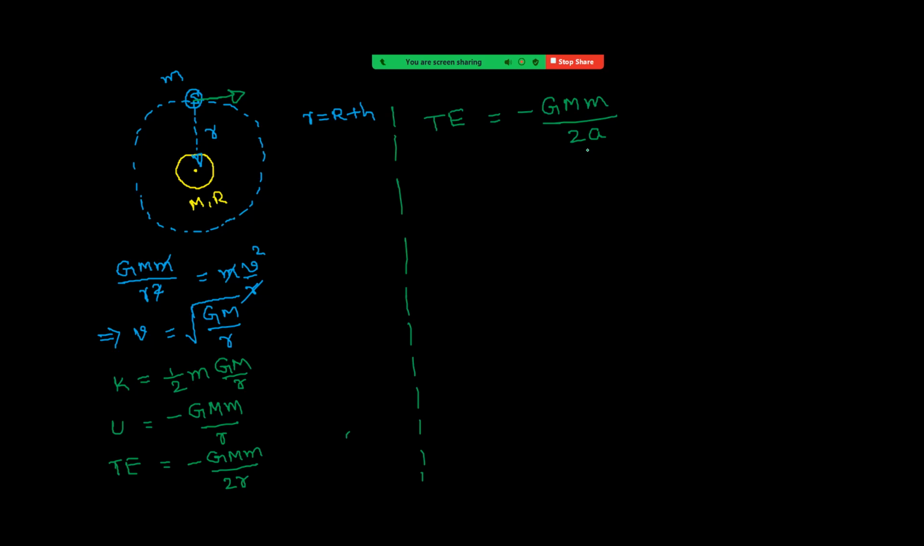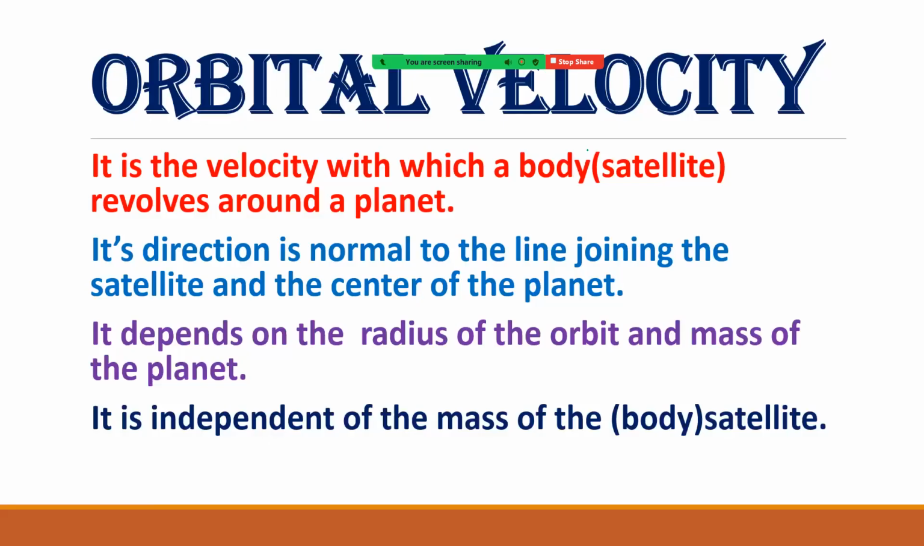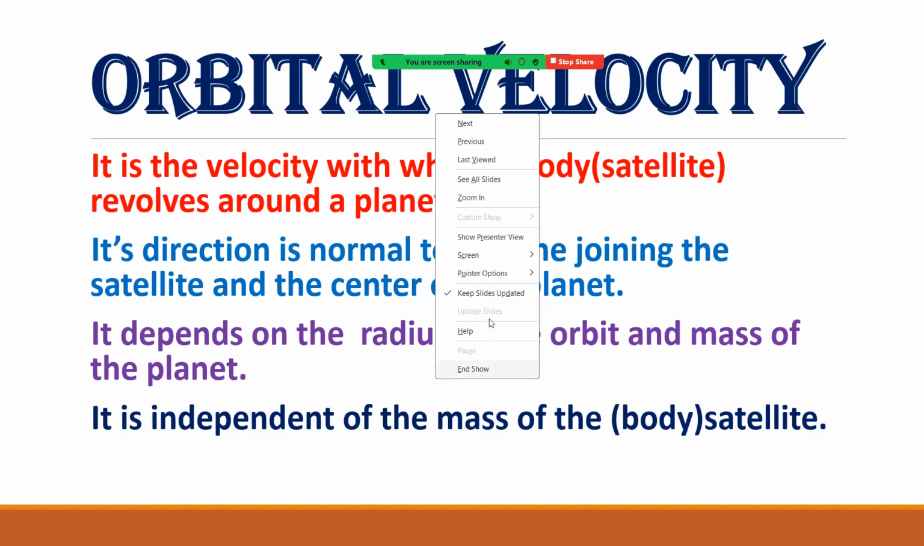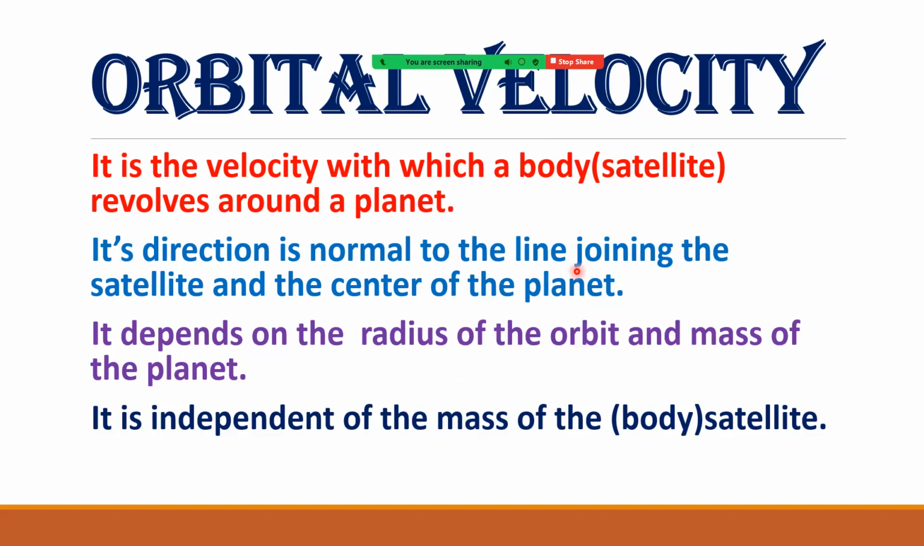Let us see the important points regarding this. Orbital velocity is the velocity with which a body revolves around a planet. Its direction is normal to the line joining the satellite and the center of the planet. It depends on the radius of the orbit and the mass of the planet. It is independent of the mass of the satellite. So these are the points we have discussed regarding orbital velocity.